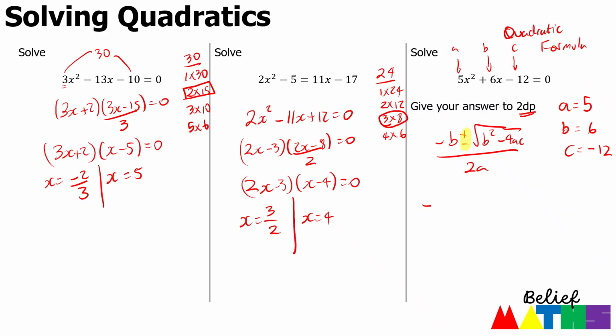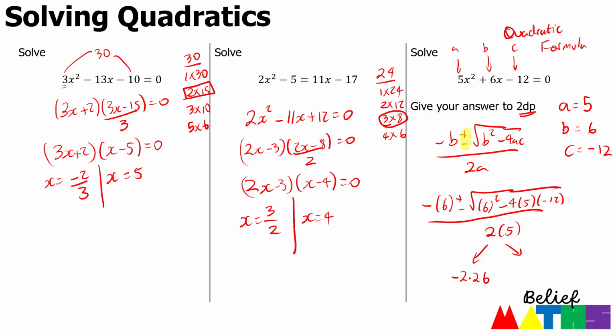So we're going to have minus 6 plus or minus the square root of 6 squared minus 4 times 5 times minus 12, all over 2 times 5. And then we can just put that into our calculator twice, once with a plus here and once with a minus. And we get the answers of minus 2.26 to 2 decimal places and 1.06.